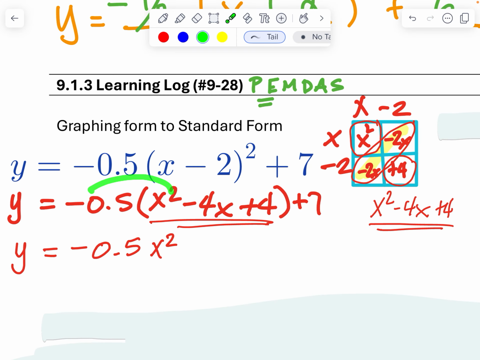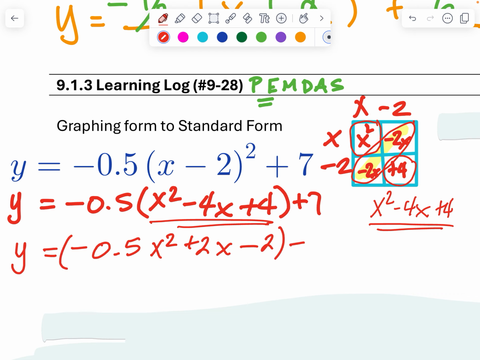So negative 0.5x squared, and then a negative times a negative is a positive, and 0.5 times 4, half of 4 is 2. So that's going to be a positive 2x, and then a negative 0.5 times 4 is a negative, and a 0.5 is half, so half of 4 again is 2, and then I still have my plus 7.